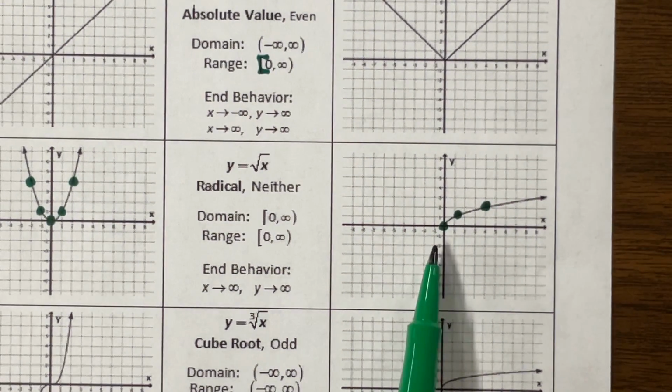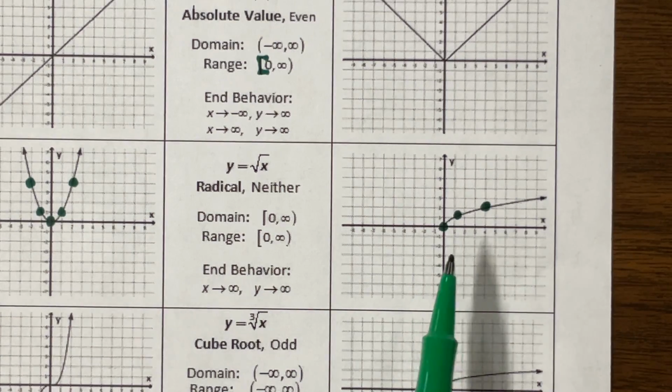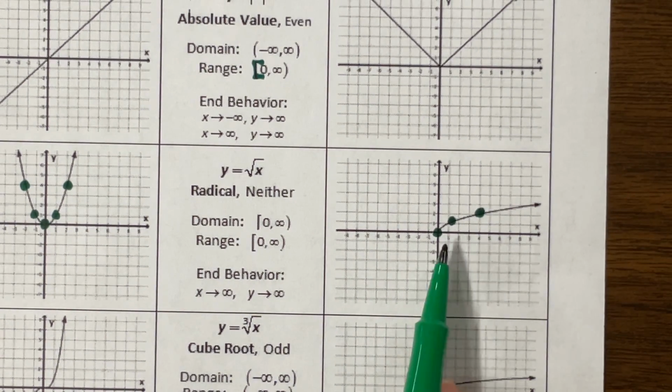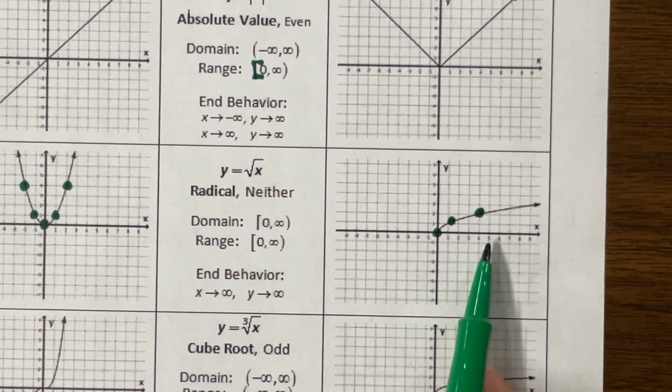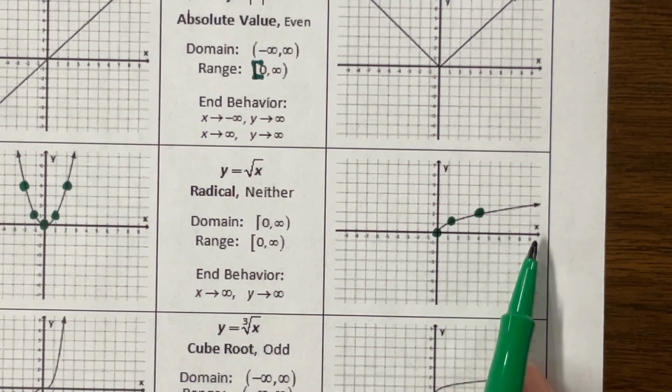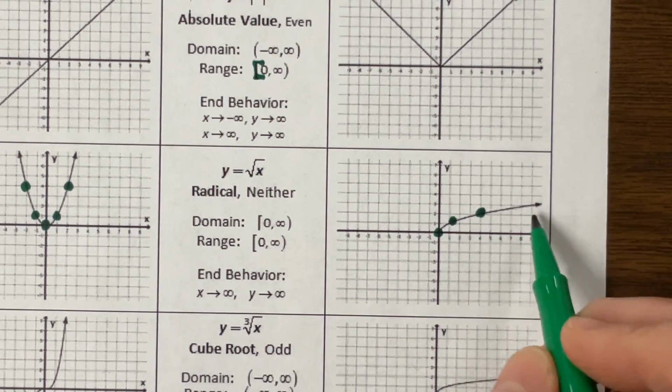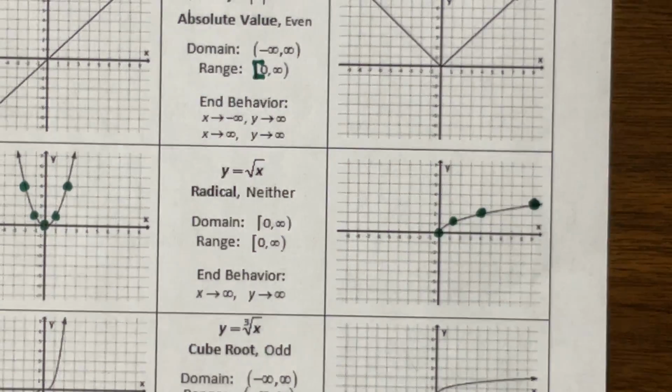So what did I say? I said 0, the square root of 0 is 0, the square root of 1 is 1, the square root of 4 is 2. What's the next perfect square? The next perfect square is 9, and its square root is 3. So then I would have 9, 3 over here.